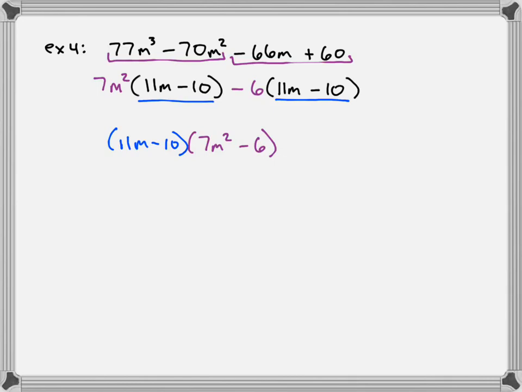The order in which you multiply does not matter, so I would also accept if you have those in the other order, 7m squared minus 6, and then the 11m minus 10. I would accept either of those answers.